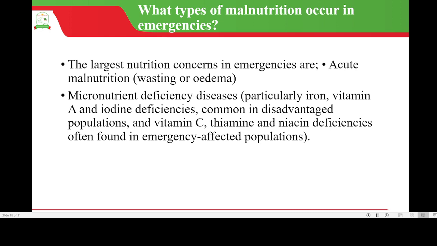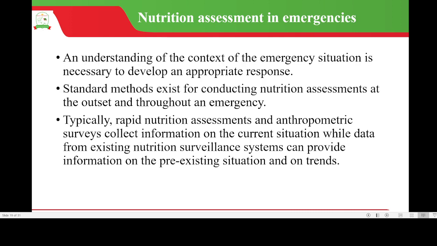The types of malnutrition occurring in emergencies. The largest nutrition concerns in emergencies are acute malnutrition, manifested by wasting and edema, and then micronutrient deficiency diseases. Particularly, we have iron, vitamin A, and iodine deficiencies. And these are also common in disadvantaged populations. And then vitamin C, thiamine, and niacin deficiencies are often found in emergency affected populations.